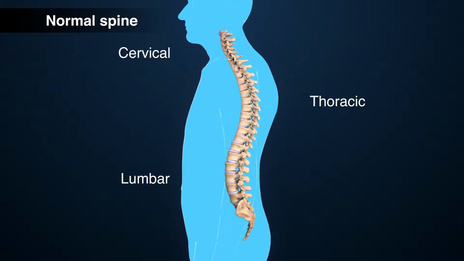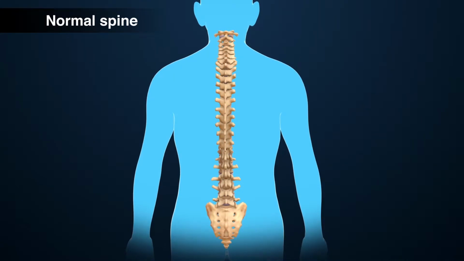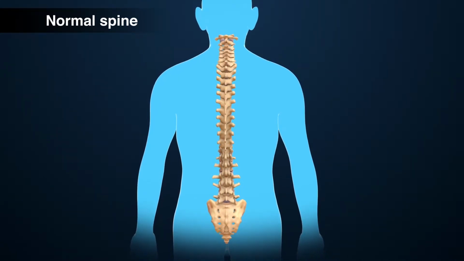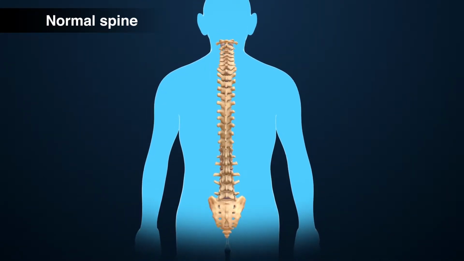Looking at it from the side, the spine normally has three curves: a C in the cervical spine, a reverse C in the thoracic spine, and another C in the lumbar spine. Viewed from behind, the spine should appear to be completely straight, up and down.